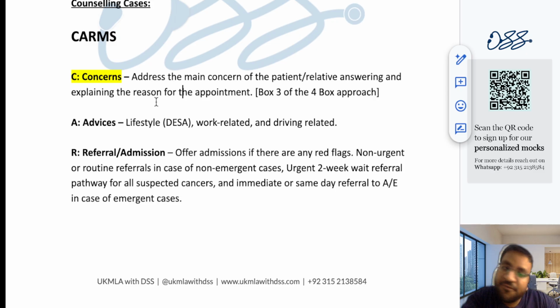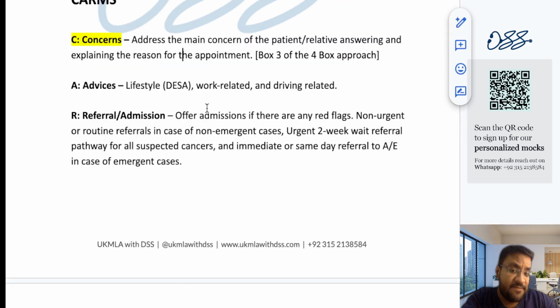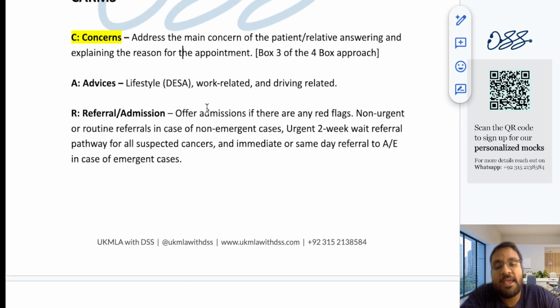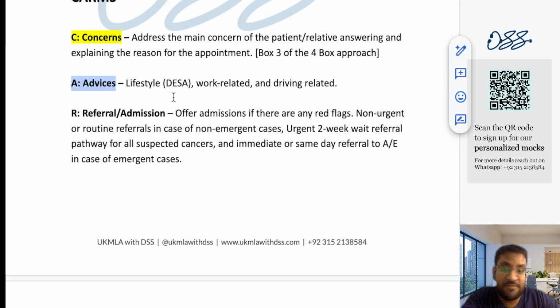Okay, and if you have addressed the concerns, more than 50 to 60% of your management in the counseling cases would be sorted. And then after you're done with that, you may think about the other things that might have been missed and might not have been addressed when you were addressing the concern. That is the advices. You may want to give the advices first.